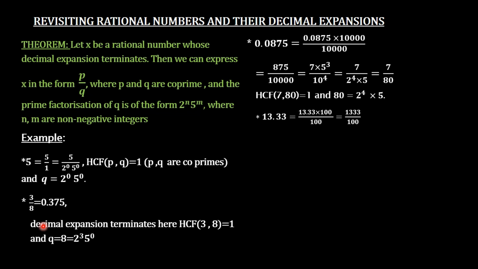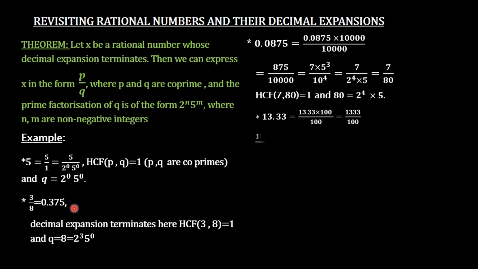13.333. What is that 13.333? In order to represent it in the form P by Q, here we have 2 numbers after the decimal point, so we multiply and divide by 100, and we will get 1333 by 100. Is there any common factor between 1333 and 100? No. 100 has only factors 2 and 5, and 1333 has no factors like 2 and 5. So HCF of these two numbers is 1, and that condition is satisfied.